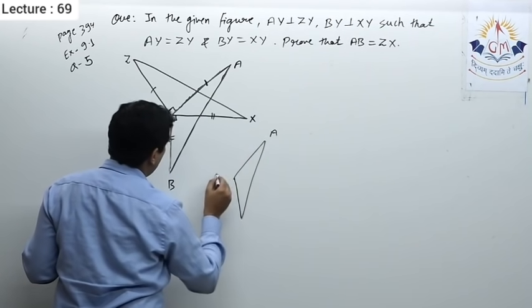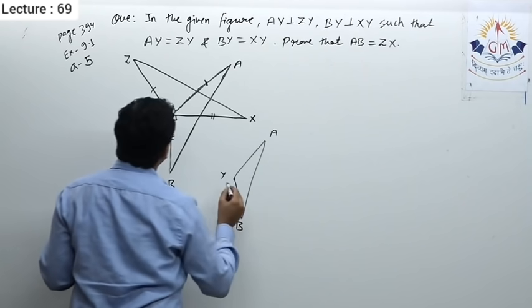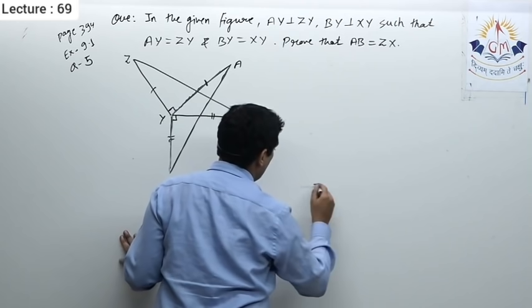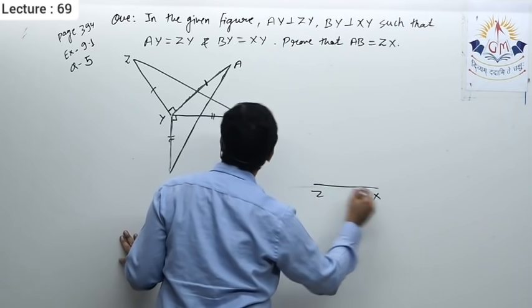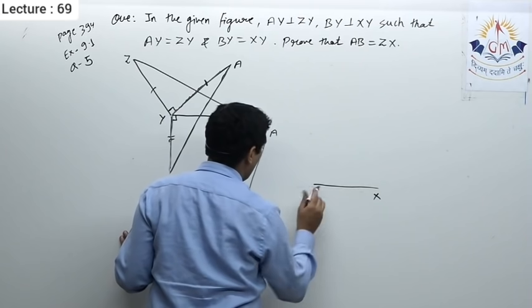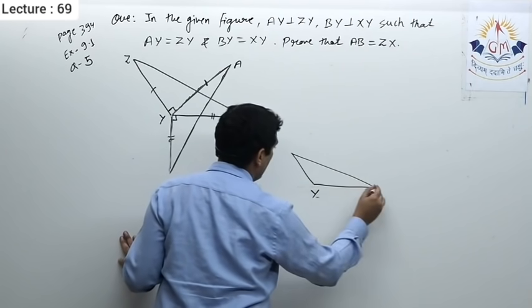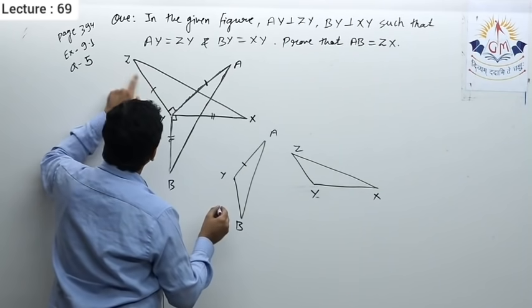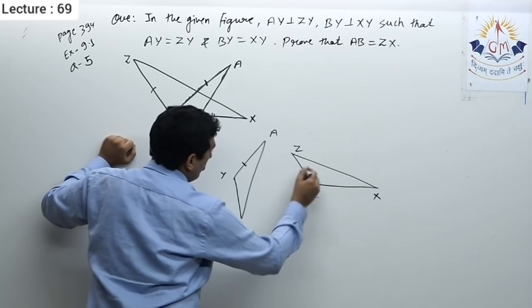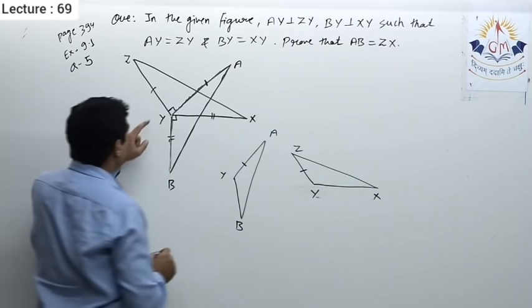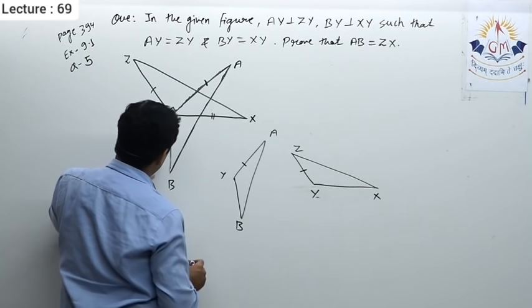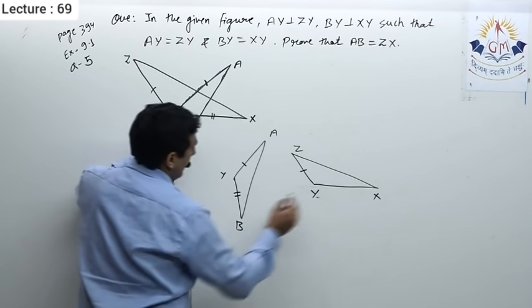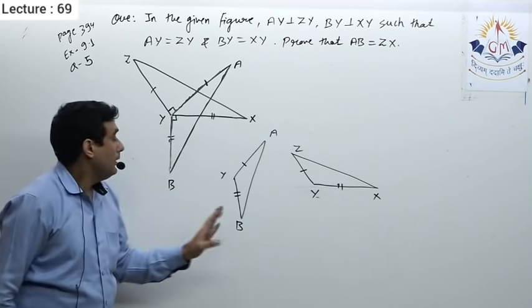Okay, if I draw the separate diagram, this is AYB, and similarly if I draw for this, so this is something like this, YX, and this is Z. Now this AY is actually equal to ZY. So one is given directly. Then this YB is equal to YX. See these two diagrams.